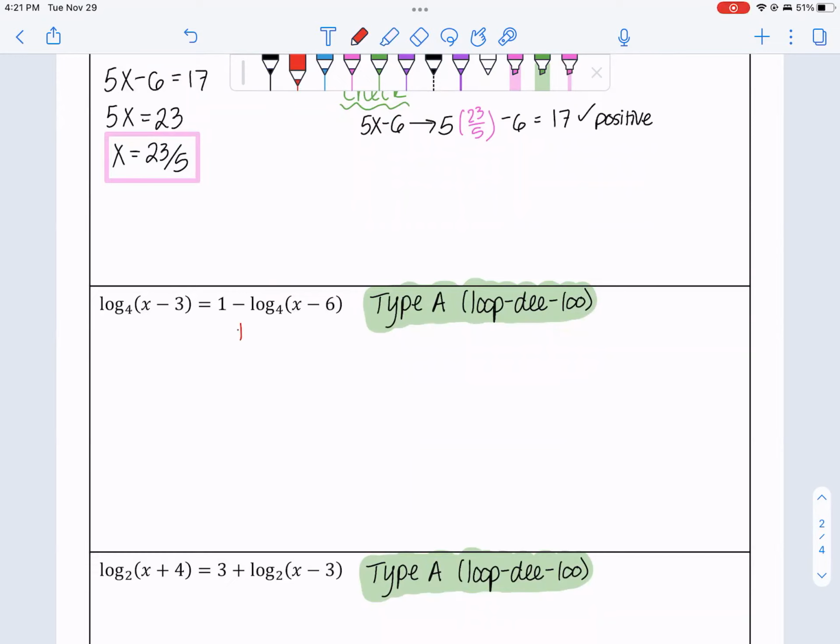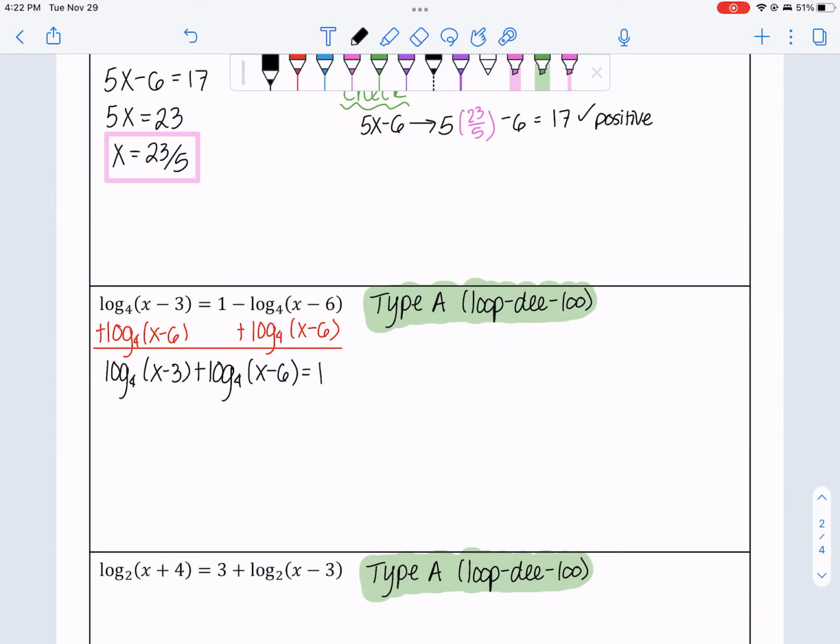Well, my friend, what we're going to do is move this logarithm over to the other side, and then we are going to combine them together using our log rules. So we have log base 4 of x minus 3 plus log base 4 of x minus 6 is equal to 1. Remember, if you have two logs being added together on the outside, that turns to multiplication on the inside. So we have x minus 3 times x minus 6 on the inside.